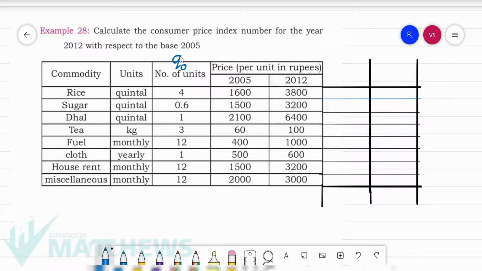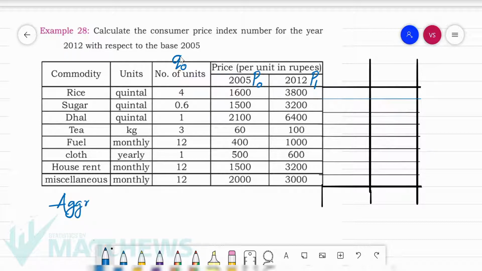Now they have given us the price per unit in rupees for 2005 as well as 2012. 2012 is the current year, 2005 is the base year, and the 2005 prices are given to us. So that means this column for us would be P naught, students. This column is P naught and this column would be P1. Now these are the three columns that we have. Based on these three columns, that is P1, P naught, and Q naught, which formula can we apply? It is the aggregative expenditure method.